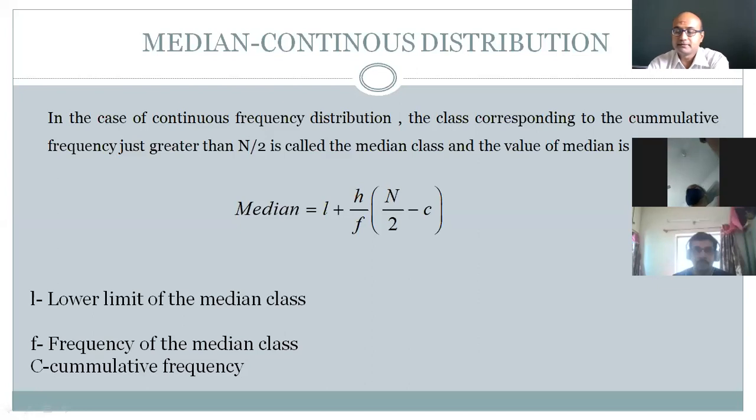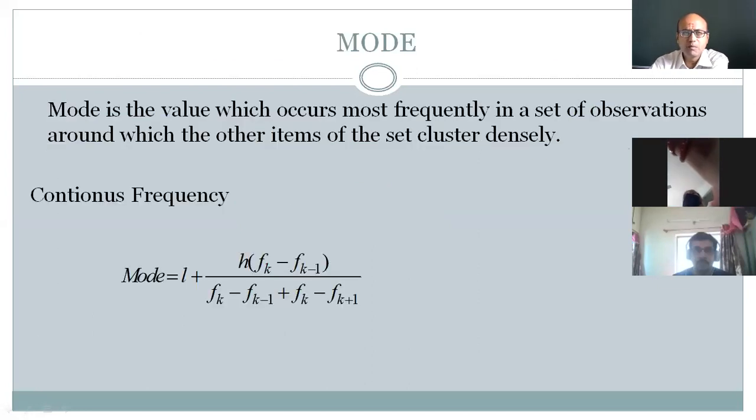Okay. This is called the median for continuous data. Mode. Mode is the value which occurs most frequently in a set of observations, around which the other items of a set cluster densely. For example, in the NEET examination, Tripura scored 88,889 students for the NEET exam. So we can take it as a modal class. For the distribution of the states, Tripura takes the mode form.